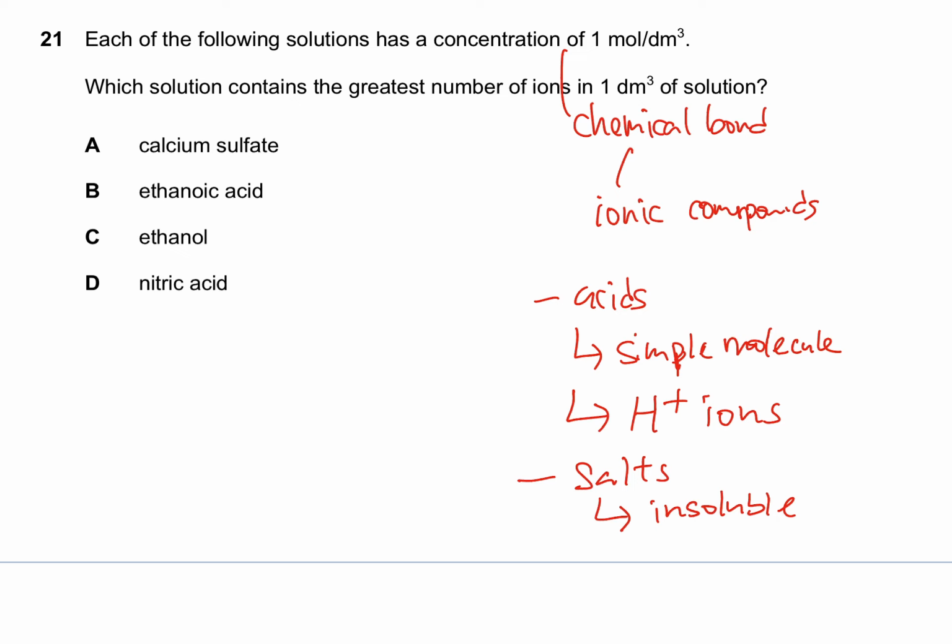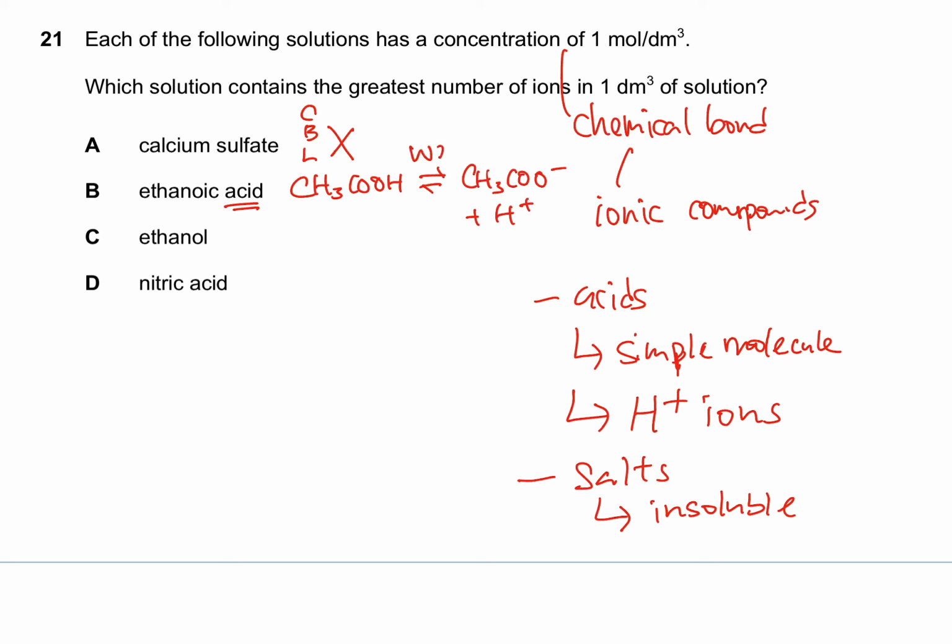So let's look at A, calcium sulfate. Calcium sulfate is part of the insoluble salts, for sulfate, so it will not form ions at all. Next, we have ethanoic acid. Ethanoic acid is an acid. It has a formula CH3COOH and will dissociate partially in water because it's a weak acid to form CH3COO minus and H plus. So 1 CH3COOH will form 1 and 1. So it will form a total of 2 ions when dissolved in water.